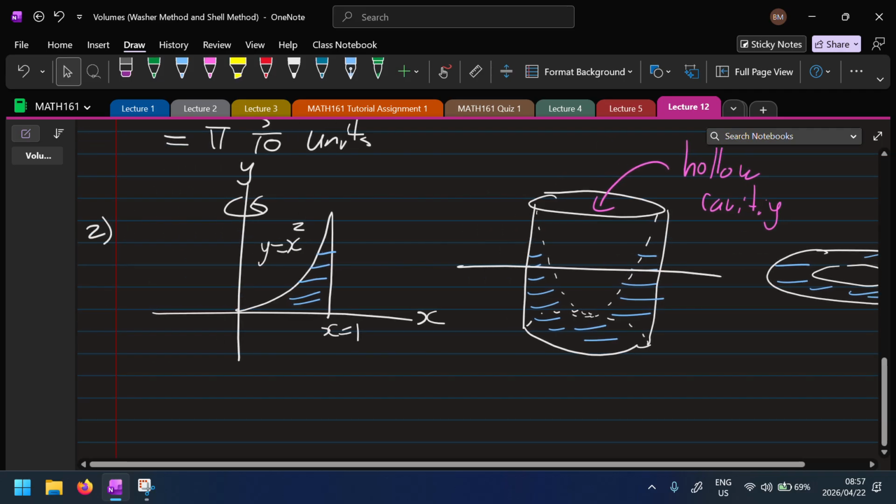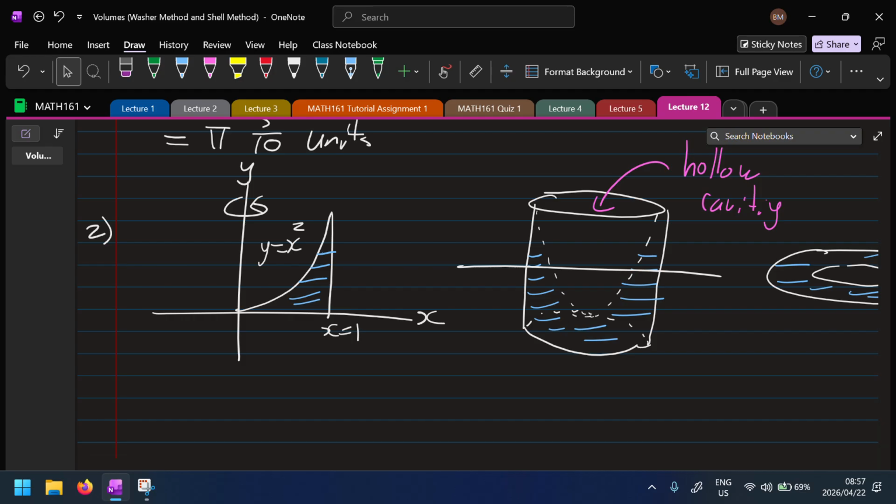Okay, so let's go back to the first picture. So the smaller circle is going to have the inner radius. So that will be from the y-axis to the parabola. That's the smaller radius. R in for the smaller radius. Then from the y-axis to the line x equals 1, that's the larger radius. That will be R out. That's the larger one.